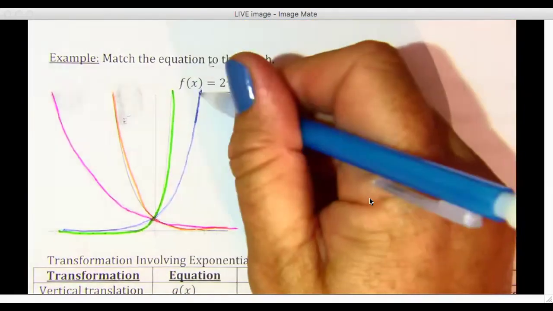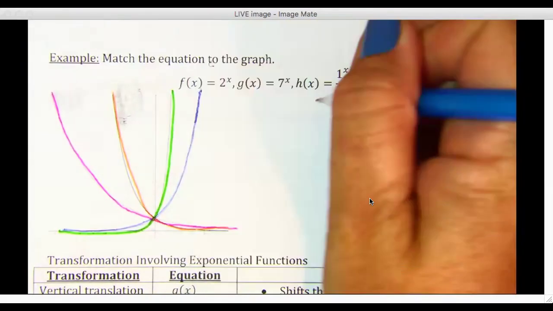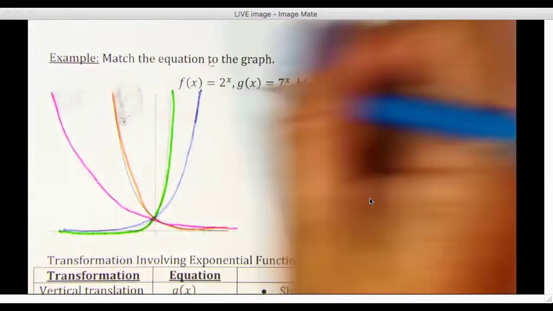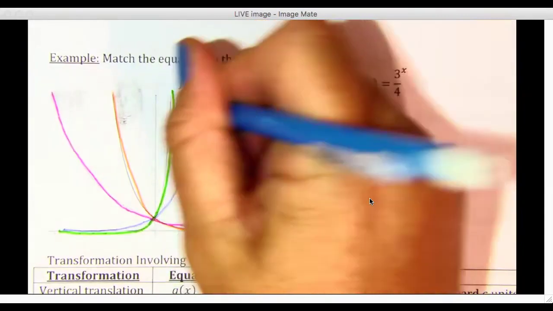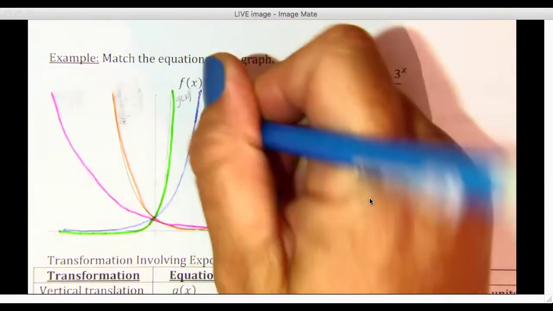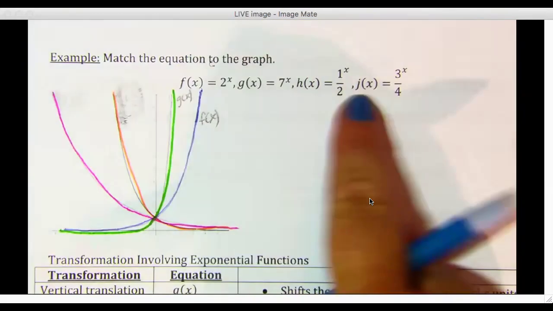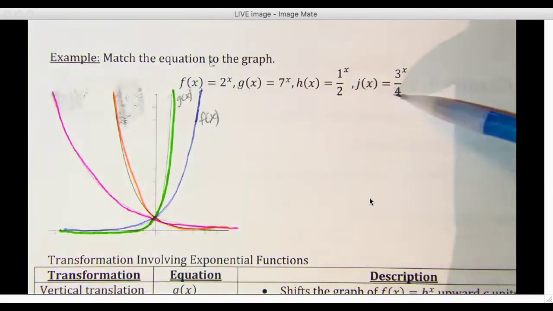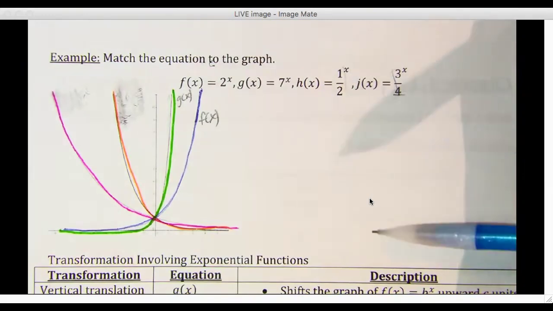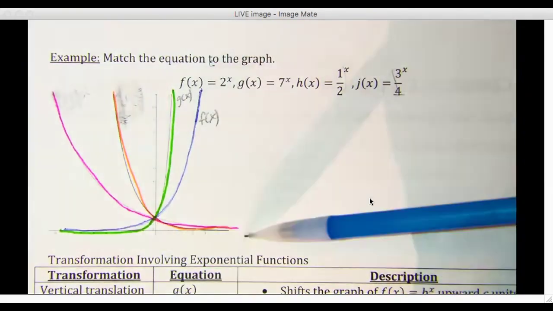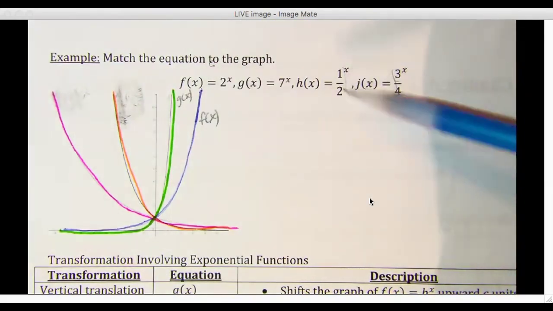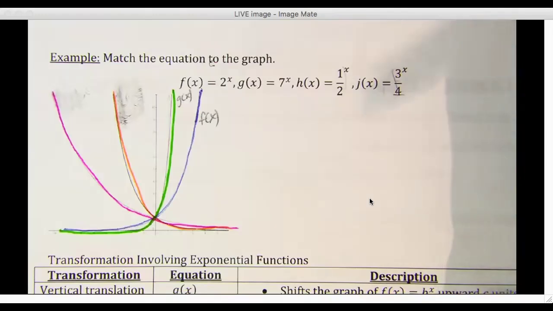The steeper function is this green function here. Sorry, this is g of x. As we move left to right, it's getting bigger. So this is g of x, and then this is f of x. These pink and orange are the decay functions. So these are decaying. These bases are obviously less than 1, and these functions, as we move left to right, are getting smaller. And so the closer these values are to 1, the flatter it's going to be.